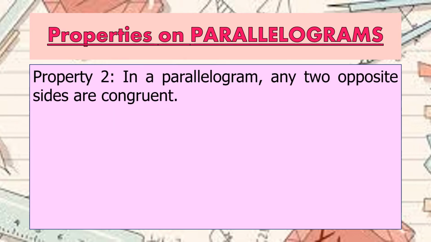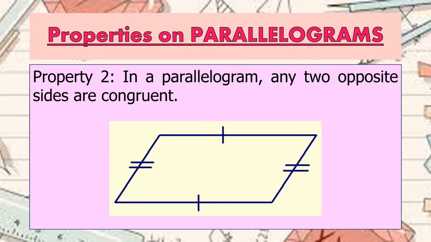Let us now proceed to the second property. In a parallelogram, any 2 opposite sides are congruent. Let us study this figure. We have here the A, the B, the C, and the D. The parallelogram ABCD. Sabi nga, any two opposite sides are congruent, meaning yung measurement ng opposite sides ay parehas. So, alin ba ang opposite sides natin dito? Siyempre, we have AB, ang ka-opposite niya ay DC. And they have the same measurement.